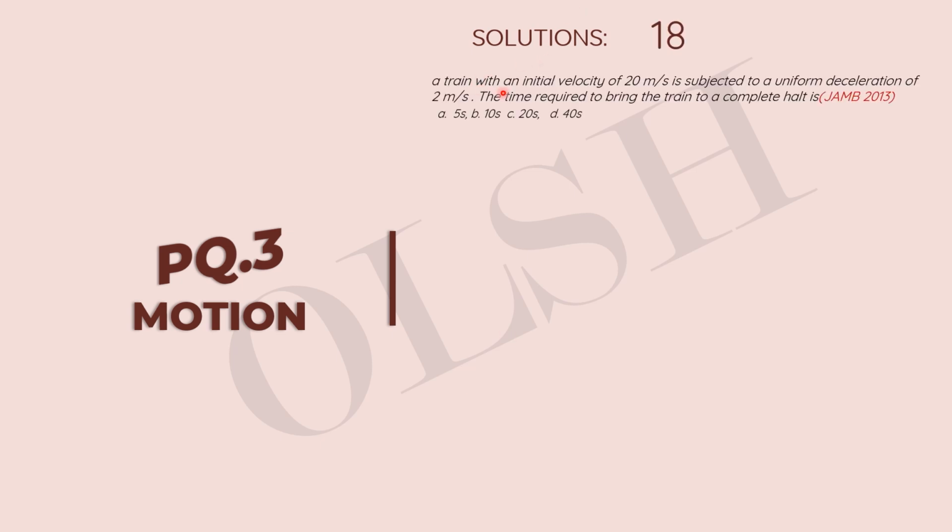It says a train with an initial velocity of 20 meters per second is subjected to a uniform deceleration of 2 meters per second squared. The time required to bring the train to a complete halt is, so we see we're given initial velocity to be 20 meters per second. We're given acceleration to be minus 2 meters per second squared. Remember, retardation is negative acceleration. We're asked to find time. What formula do we use here? It's simply v equal to u plus at to solve this problem.